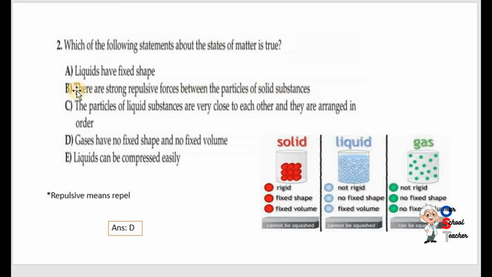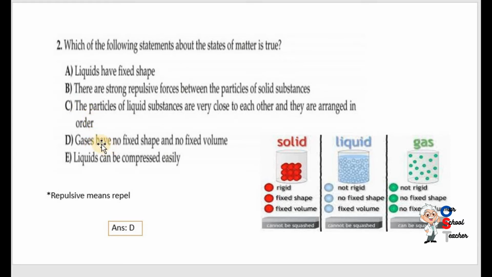So B is incorrect. Now move on to C. The particles of liquid substances are very close to each other and they are arranged in order. You can see they are not arranged in order. They have spaces between them. So the particles of liquid substances are very close? No, not very close. That is incorrect.